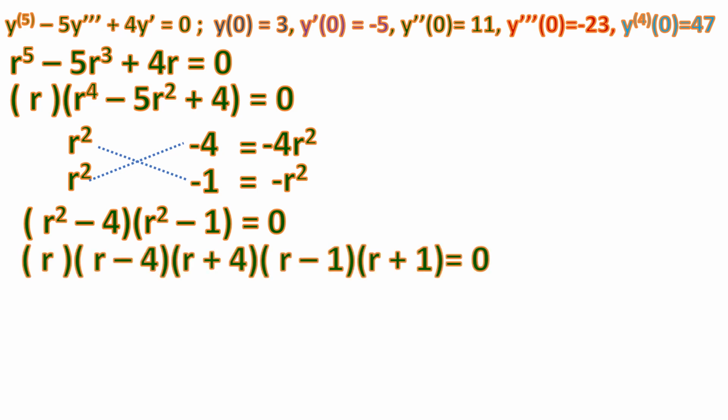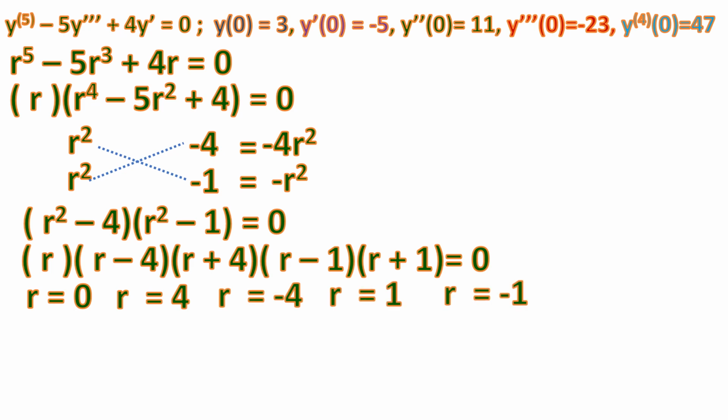And so if we factor it completely, including the r that we have factored out, it's all r times r minus 4, r plus 4, r minus 1, r plus 1, because of difference of two squares. And then we'll solve for every r: r equals 0, r equals 4, r equals negative 4, r equals 1, and r equals negative 1. So we have 5 roots because it's fifth degree.